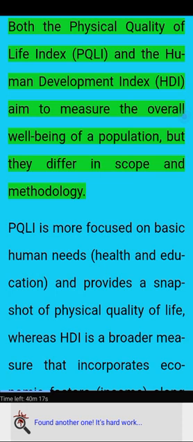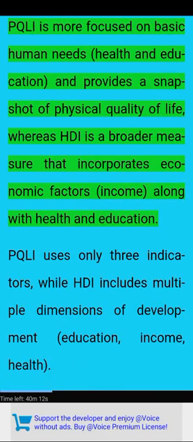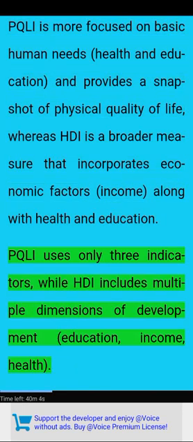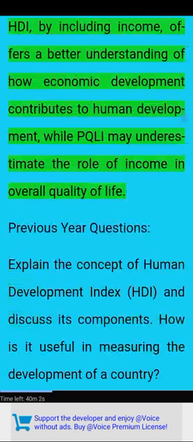Comparing PQLI and HDI. Both the Physical Quality of Life Index (PQLI) and the Human Development Index (HDI) aim to measure the overall well-being of a population, but they differ in scope and methodology. PQLI is more focused on basic human needs, health and education, and provides a snapshot of physical quality of life, whereas HDI is a broader measure that incorporates economic factors, income, along with health and education. PQLI uses only 3 indicators, while HDI includes multiple dimensions of development, education, income, health. HDI, by including income, offers a better understanding of how economic development contributes to human development, while PQLI may underestimate the role of income in overall quality of life.